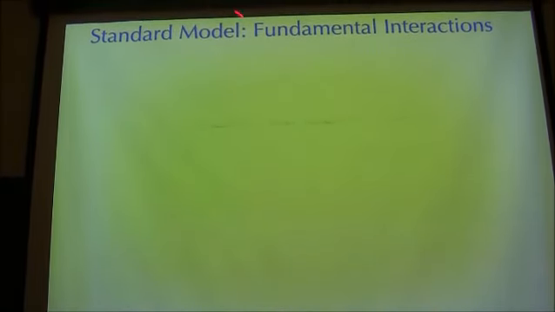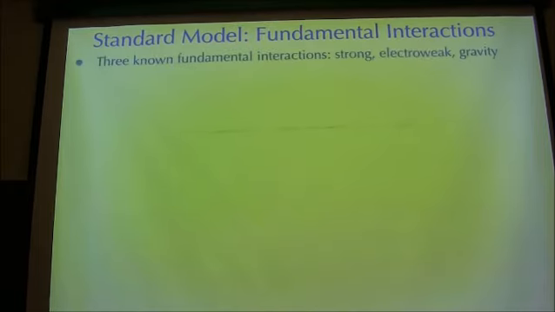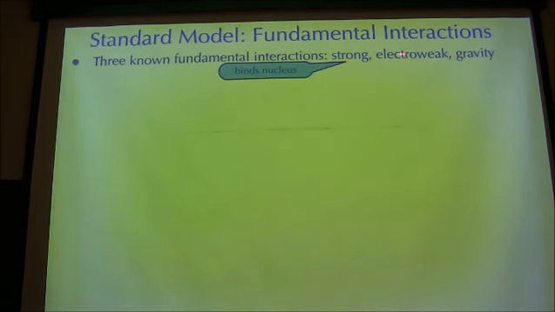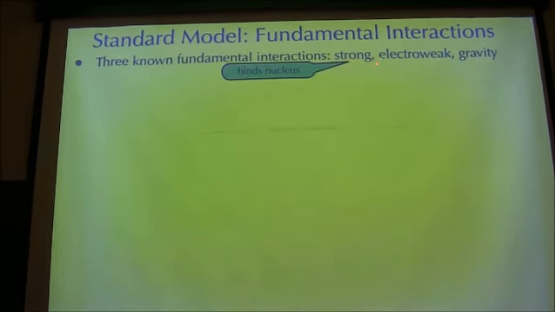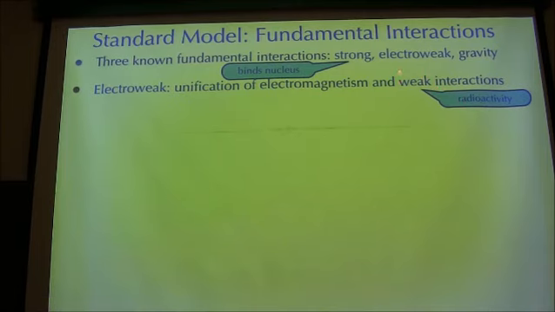The standard model is a very awful phrase. I mean, standard model, this is very prosaic. And it describes the fundamental interactions of nature. And as Amir said, there are three of them: the strong, electroweak, and gravitational force. The strong force is what binds the nucleus together, so binds neutrons and protons. The electroweak is actually a unification of electromagnetism and the weak interactions. And the weak interactions are the mechanism that underlies radioactive decay.